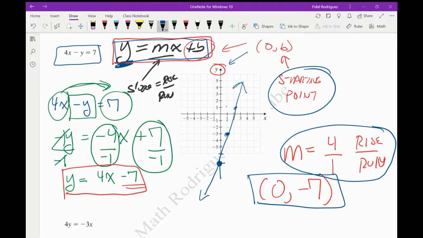And there's 1. Right? And remember, since my slope was a positive 4, my line is going up, right?